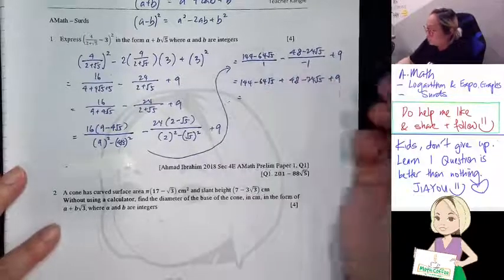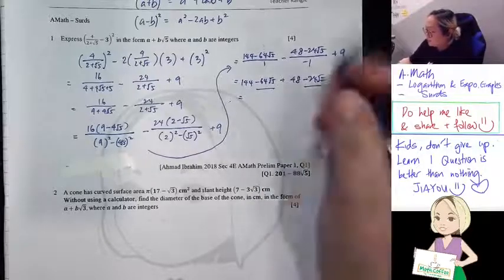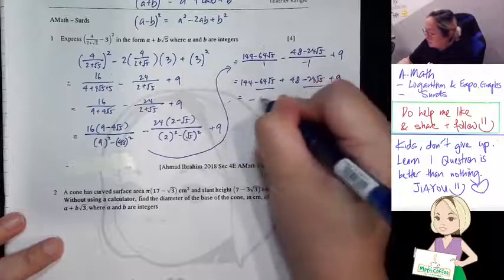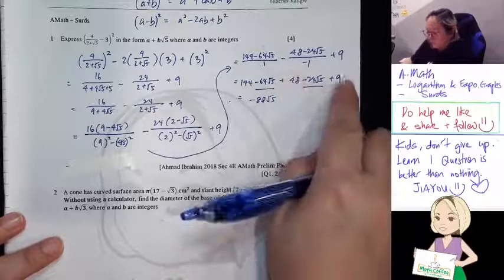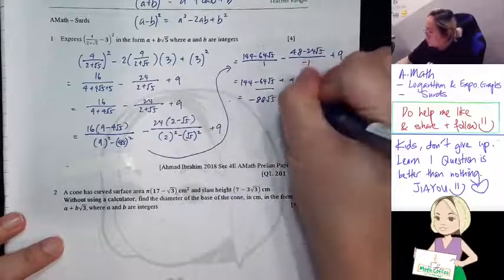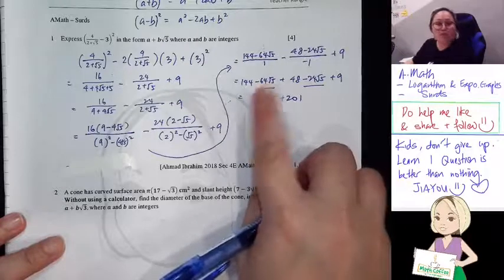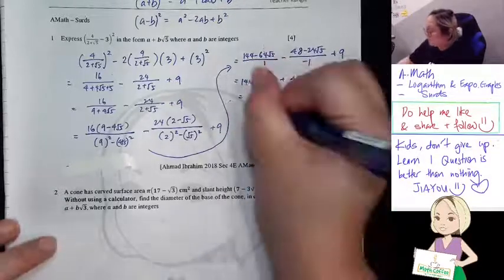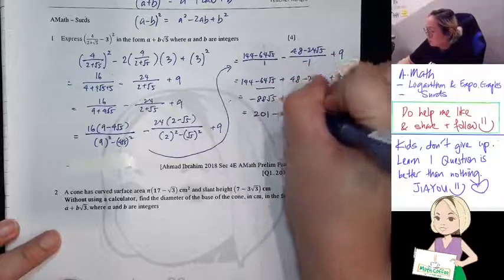So all you need to do is simplify. This and this, minus minus, I get minus 88 square root 5. 144 plus 48 plus 9 will give me 201. Again, it's just presentation. They don't like to have the first term be negative, so they just rewrite it as 201 minus 88 square root 5. Done.